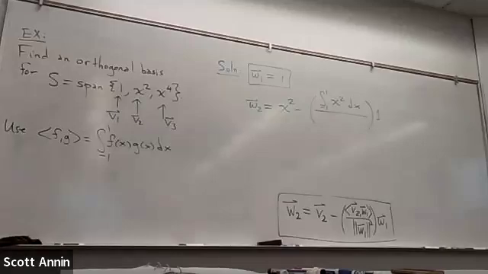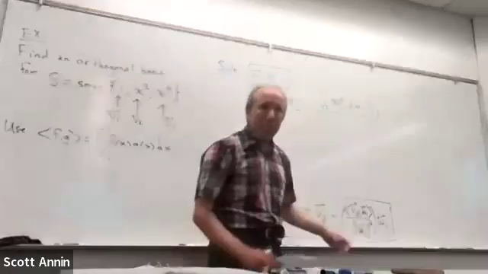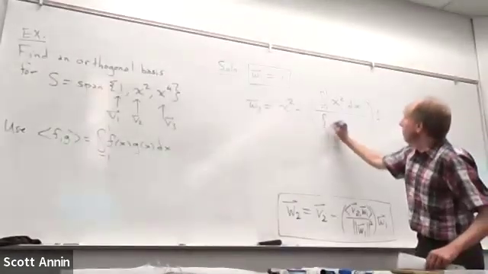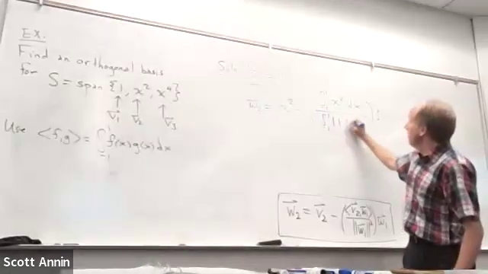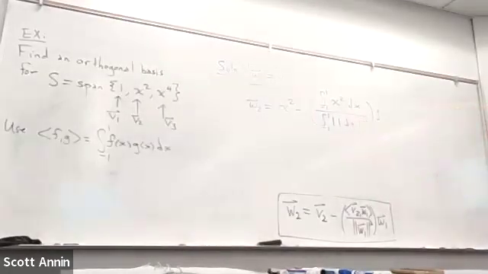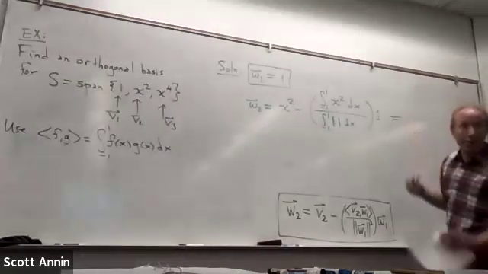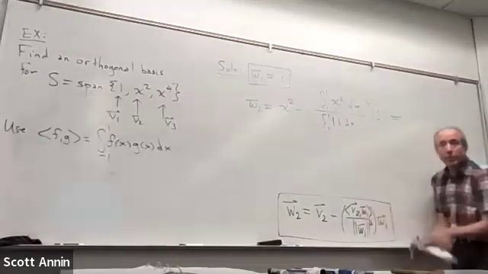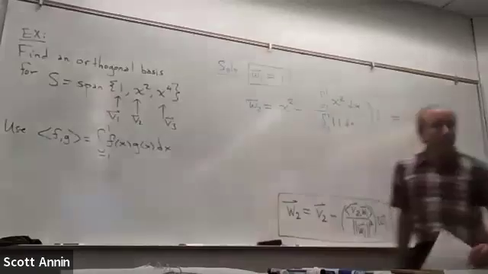And then on the bottom, I have the square of the norm of W1. So that's just the inner product of W1 with itself. So we'll be integrating -1 to 1 of 1 times 1 dx. Okay, so that's setting it up. Both the numerator and the denominator involve the inner product. And so that's why we see the integrals coming from the given inner product formula here.